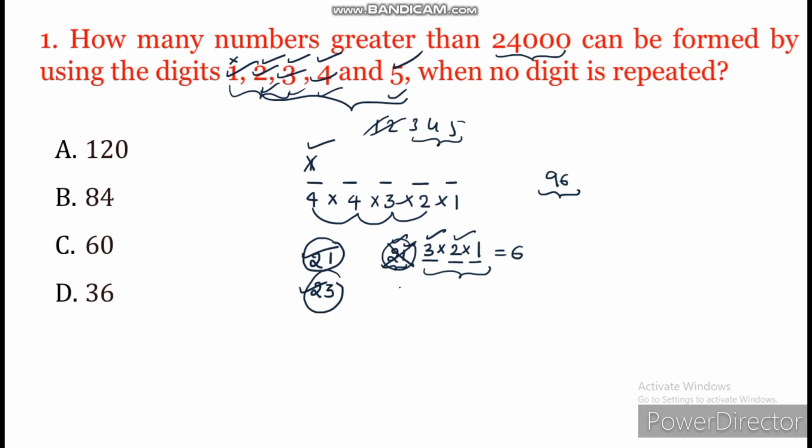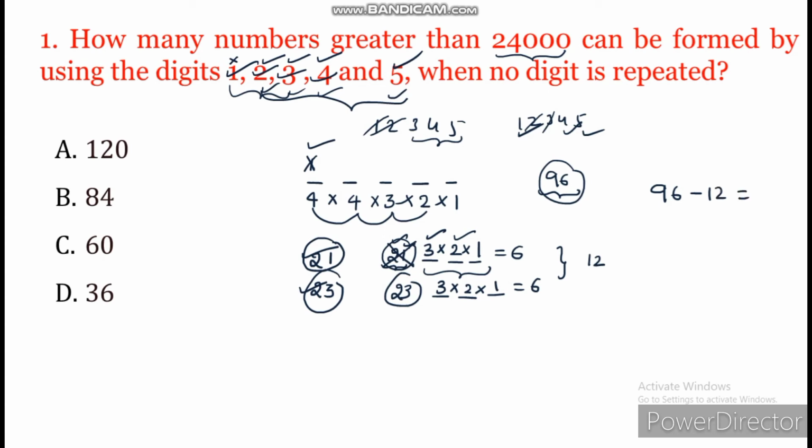Similarly, for 23,000-something, if you fix 2 and 3, out of 1, 2, 3, 4, 5, again you have 3 options. If I fill one digit, I am left with 2 options. If I fill 1 more, I am left with 1 option. Again, there are 6 more. So there are a total of 12 numbers in these 96 which are again less than 24,000. So the numbers which are more than 24,000 are 96 minus 12. What's the value? 84. So which option? Option B.